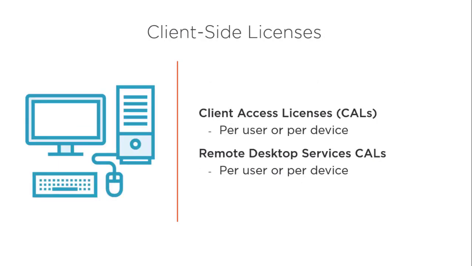Client side licensing is also required if you are using data center or standard version of Windows Server. Client access licensing, which is also called CAL, is per user or per device. For example, if you have limited computers but a lot of client users, in this case you always use per device license, because it will be cheaper than per user license.